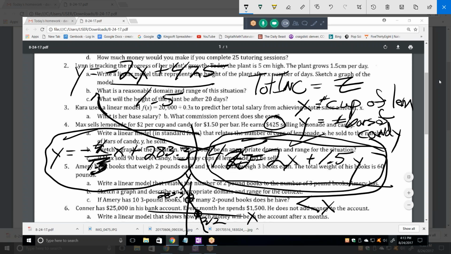Right. Can't be negative. Got to be greater than or equal to 0, right? Yeah. What's the maximum it can be? If she only made $425, that's this point right here. What's the x value of that point? Read it off the graph. What's that x value?